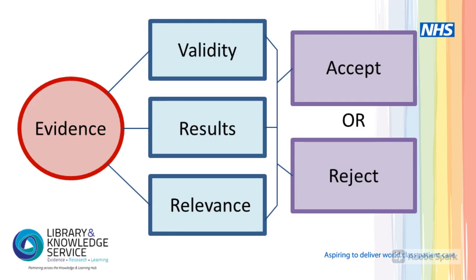Ultimately, you're trying to decide whether the research is being conducted in a way that means the results are reliable and generalisable. You do this by undertaking the process shown here. So you consider the evidence, you look at its validity, the results and the relevance, and then decide whether to accept or reject the paper.